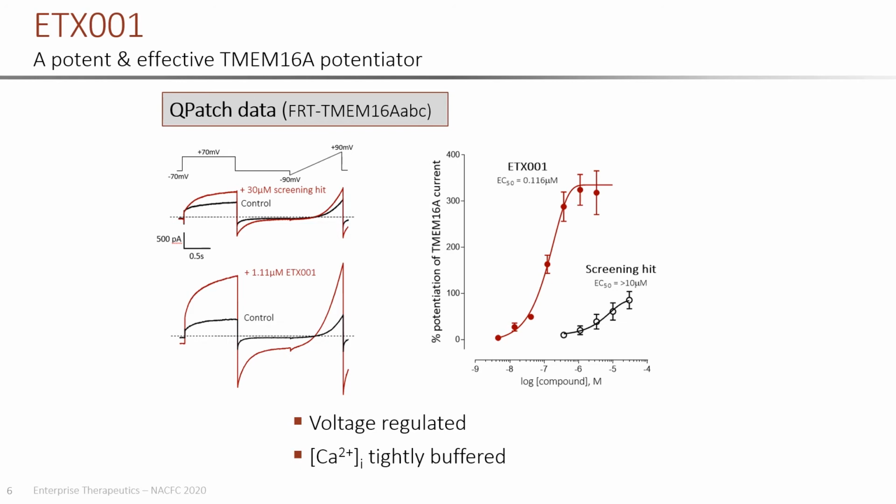And important to note here that although in these assays we are modifying voltage, what we are also doing is very tightly buffering intracellular calcium. So what we can be confident of is that these compounds are not causing an activation of TMEM16A by changing intracellular calcium levels. That really is very tightly buffered. So we can be confident from these types of experiments that the compounds are acting through a potentiation of the channel and not a direct activation.